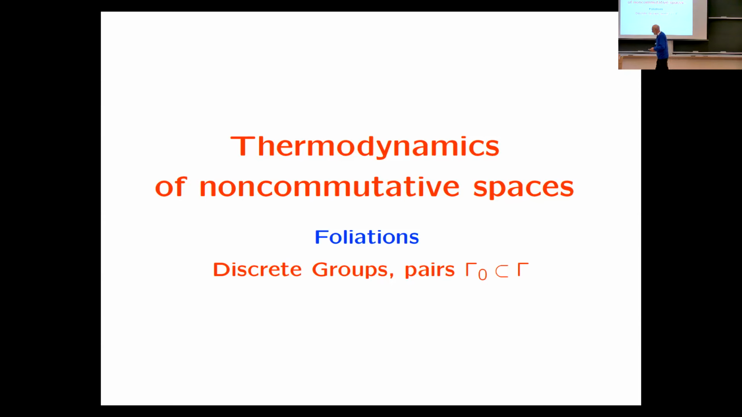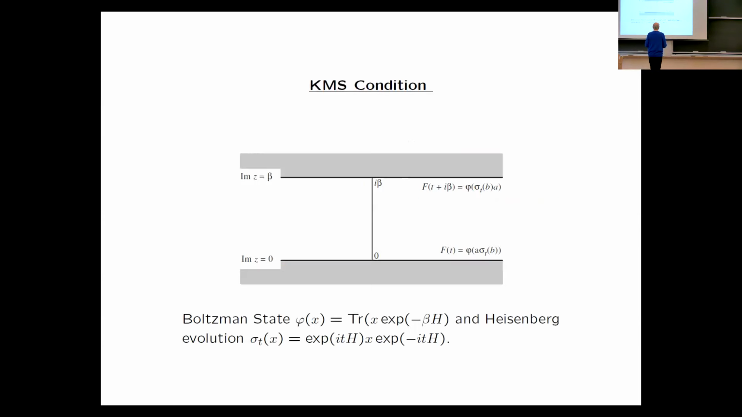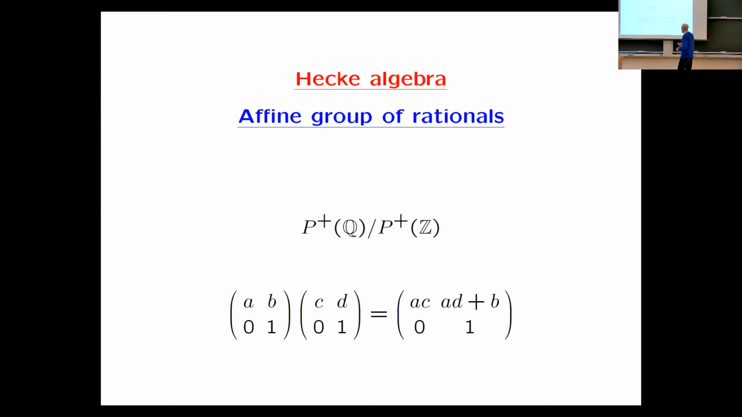So you do that, and what do you get? You get the Hecke algebra corresponding to the pair of the affine group of the rational numbers, but you assume the a to be positive, which is better. And then you have this non-normal subgroup, which is the one that you obtain by taking integral coefficients. This gives you a Hecke algebra, which is not very difficult to compute with.